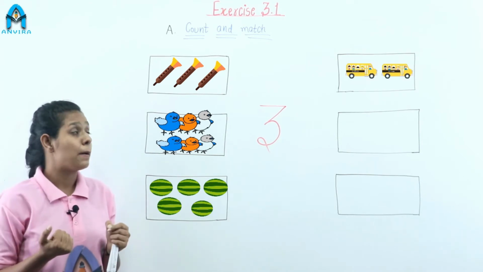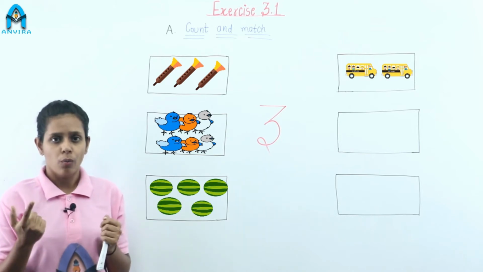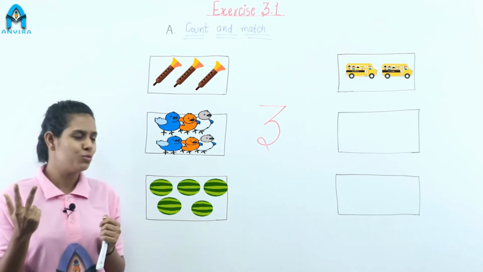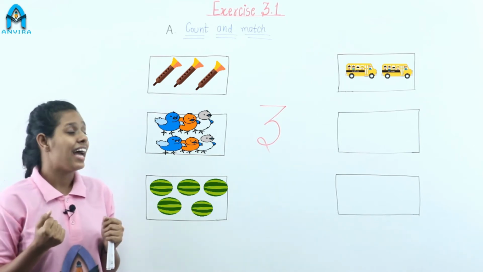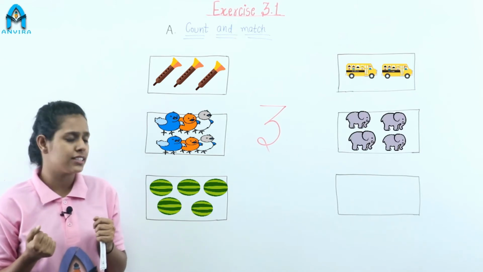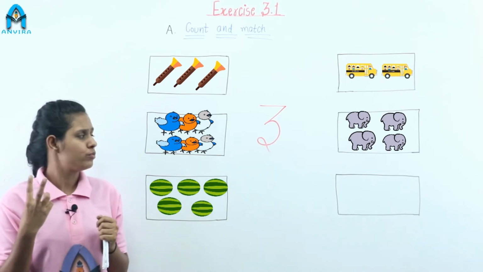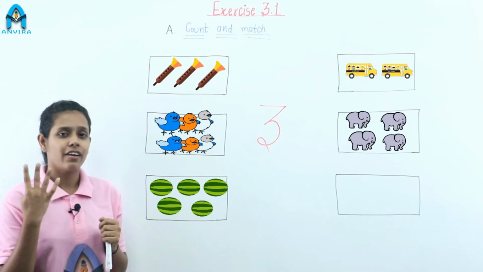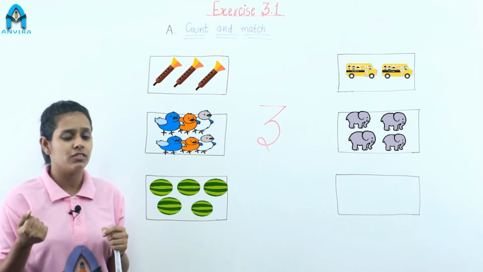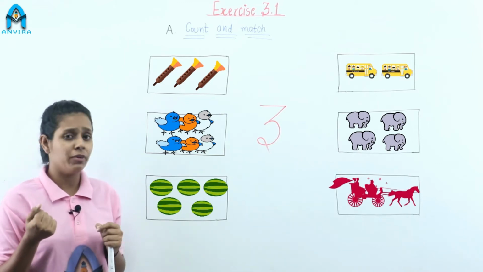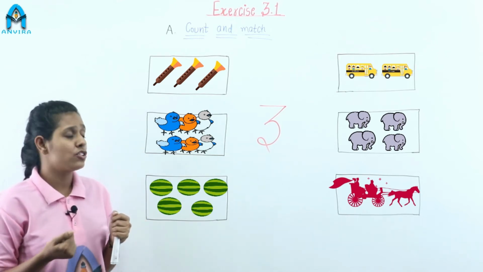What is this? Bus. How many buses? Let's count. 1, 2. 2 buses. Now, next picture. What is this? Elephants. How many elephants? Let's count. 1, 2, 3, 4. 4 elephants. Now, look at the next picture. What is this? Chariot. How many? 1. Now, which picture will match with number 3?